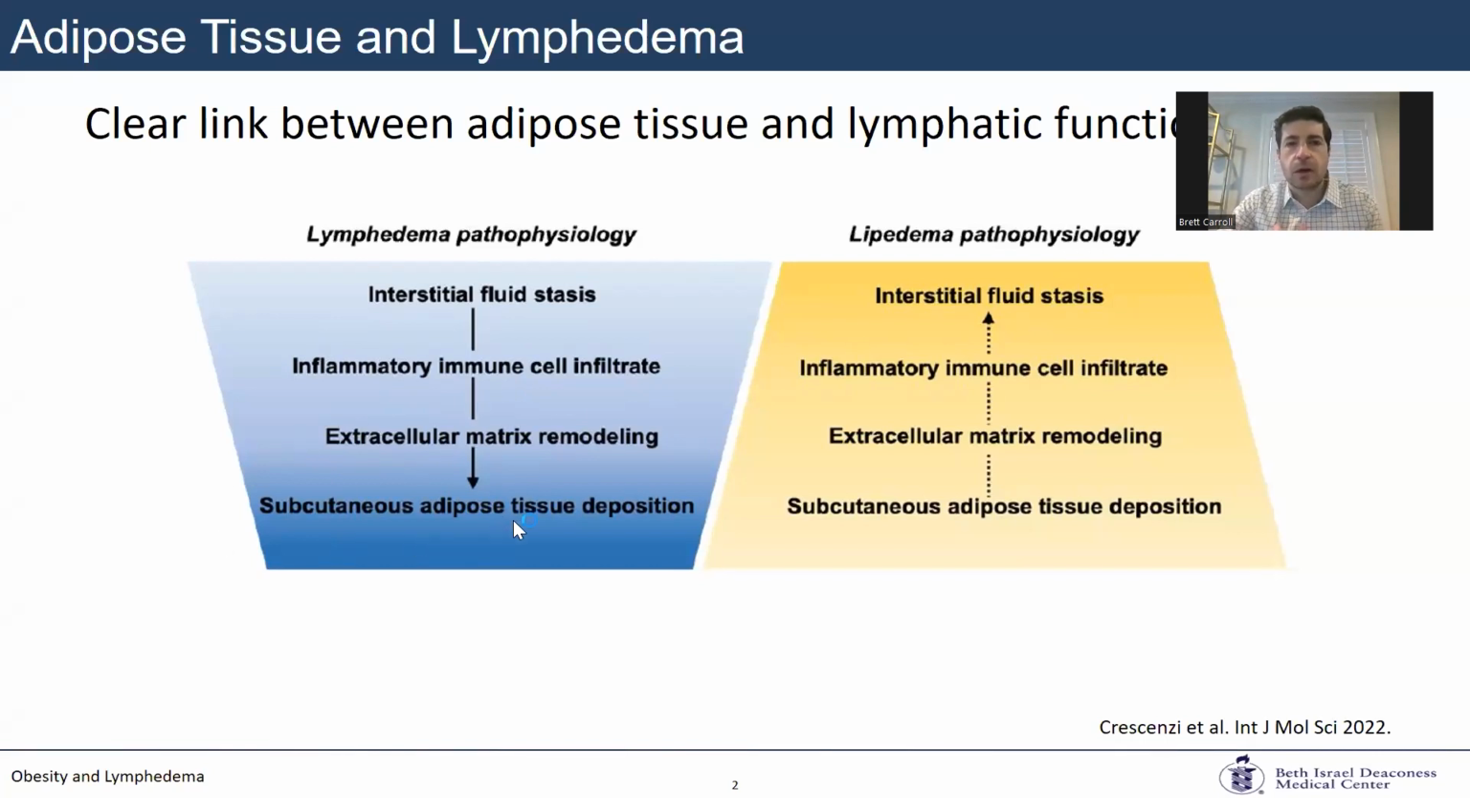And this is why liposuction is utilized for certain patients with significant increased limb girth from lymphedema. Lipedema is really the opposite. It probably, though we don't know a lot about it, starts with the deposition of adipose tissue and then kind of works backwards with maybe end stage or later stage leading to fluid deposition. But we know there's a clear link between adipose tissue and lymphatic function that's not very well elucidated at this point.